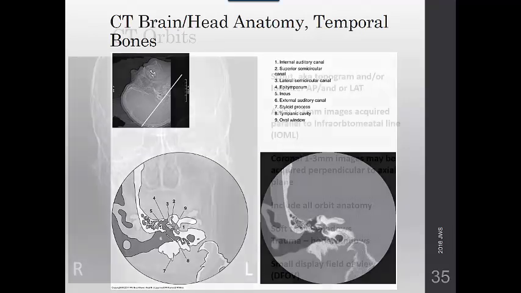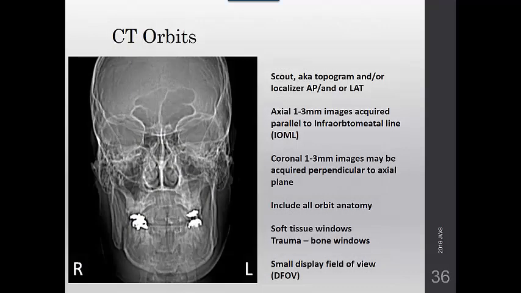Okay, next we're going to look at imaging of the orbits. CT of the orbits is most often performed for trauma. The patient is supine on the CT table and an AP and or lateral scout is obtained. 1 to 3 millimeter slices are acquired parallel to the IOML. Coronal images may be acquired but are usually reconstructed from the axial prospective images. The start location for the orbits is just below the orbital floor and the end location is just above the orbital roof.